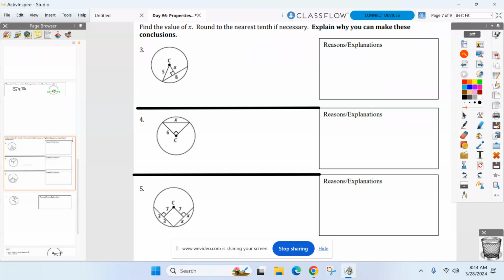I'm trying to find the value of x. We're not going to round to the nearest tenth. We're probably going to leave it in simplest radical form. Just so everyone knows, in this first problem, 8 is the length of the entire chord. 8 is the length of the entire chord. All right? And we're looking for that little piece x.